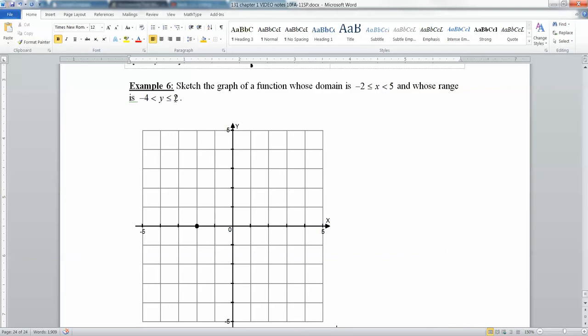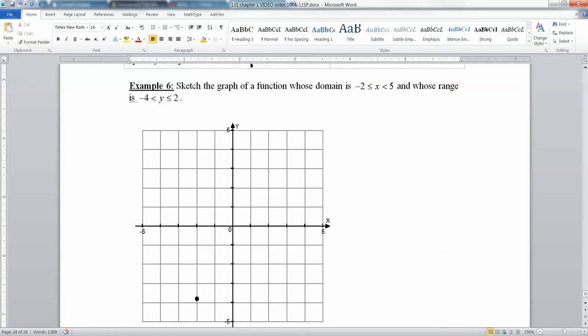as long as I don't get out of the range. The lowest I could get to is -4, but I can't actually reach that because it says -4 is less than y. I can't actually get down to that spot. But I could do like -3.8. So -3.9 would be okay, -3.99, but I can't go to -4 because it's less than. I could have that dot go anywhere along here up to 2, but I can't go any higher than 2 because the range only gets to 2. So I can't go up here to the 3 or the 4 region.